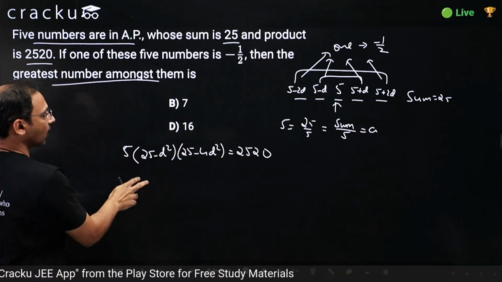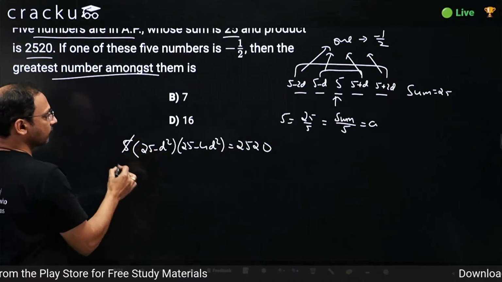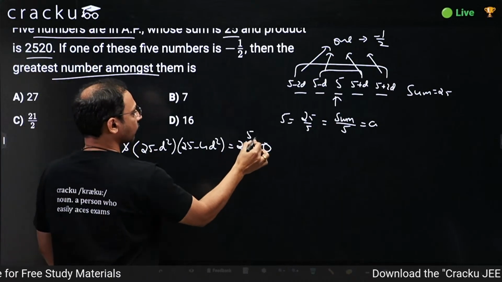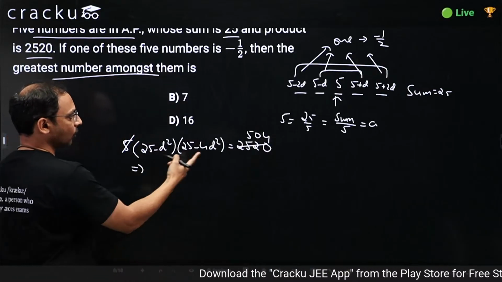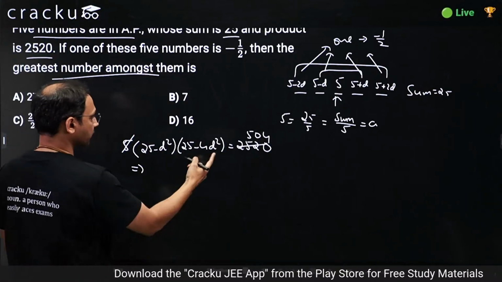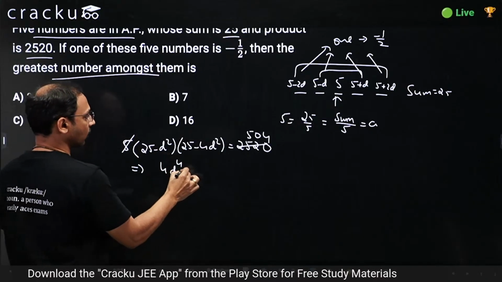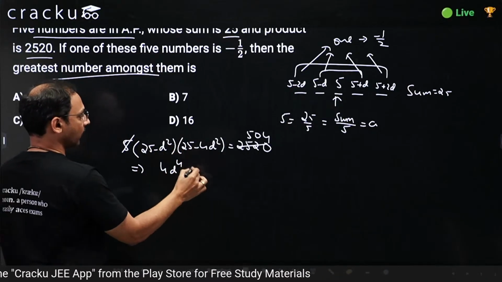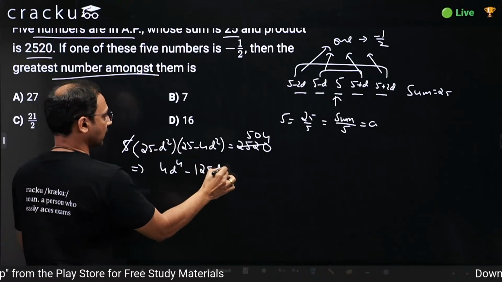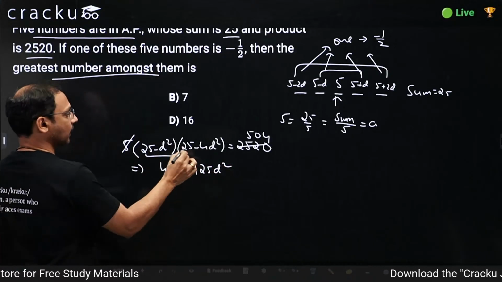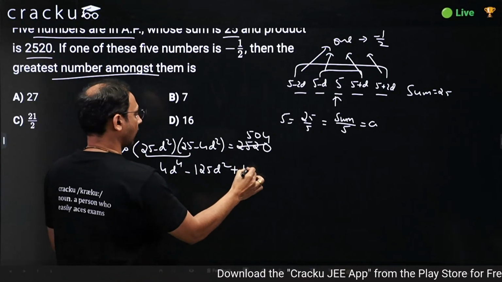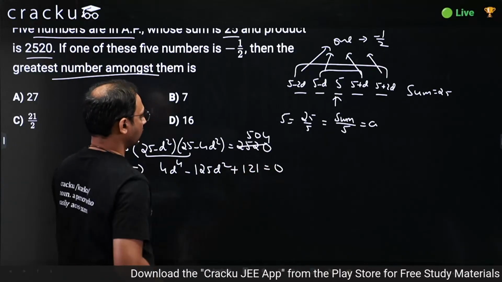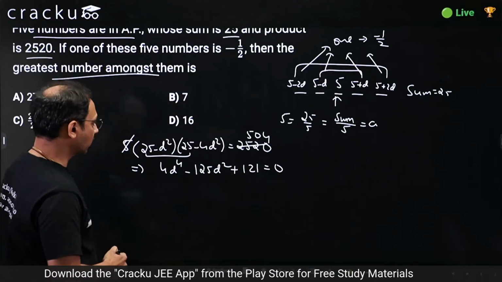So let us try to solve this, get the value of D. This 5 will get cancelled off. We get 504 times. If I open this, I'll get a quadratic in D square: 4D power 4 minus 125 D square, and 625 minus 504 will be 121. So this is the quadratic in D square which we need to solve.